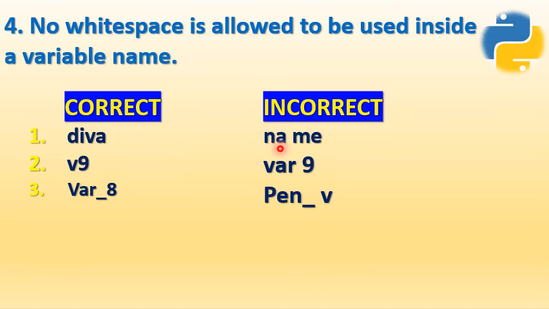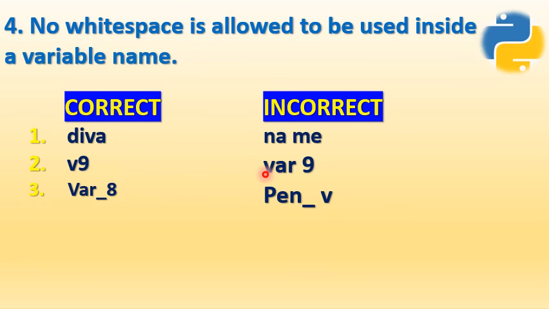Here see, I used NA space ME. So this white space, this blank, is not allowed in my variable name. So that's why this is incorrect. And in my second example, I used V9. It is correct because there is no white space. It is composed of alphabet and digits, and my first letter of my variable is an alphabet. That's why it is correct.